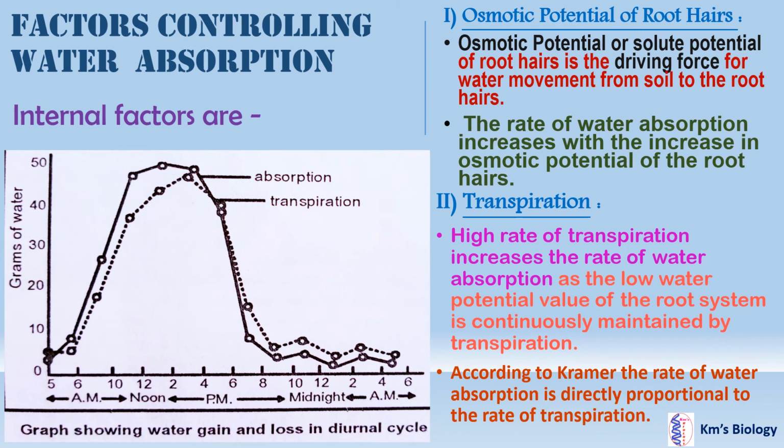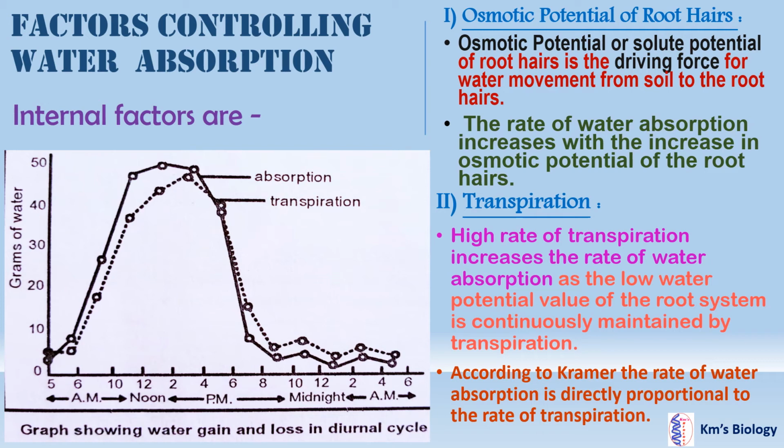Here are the internal factors that control water absorption. Firstly, osmotic potential of root hairs. Osmotic potential or solute potential of root hairs is the driving force for water movement from soil to the root hairs. The rate of water absorption increases with the increase in osmotic potential of the root hairs.